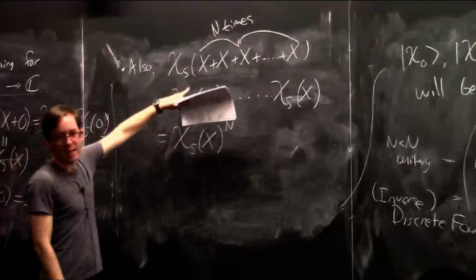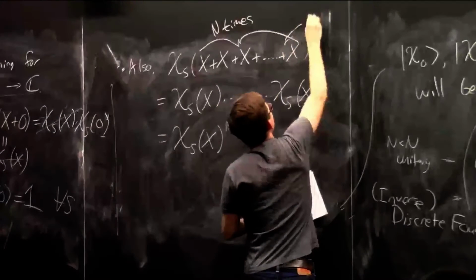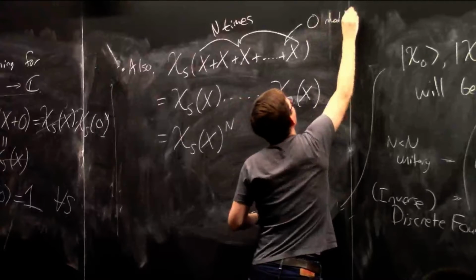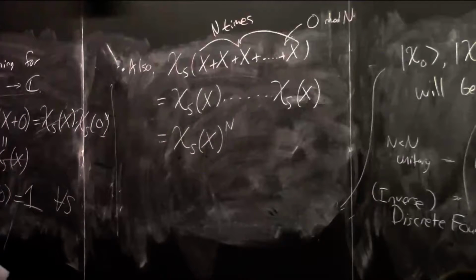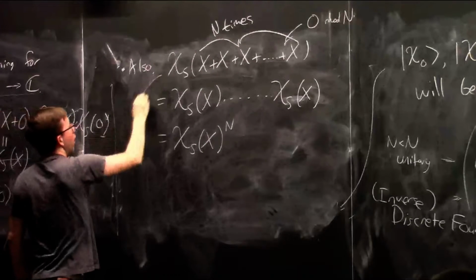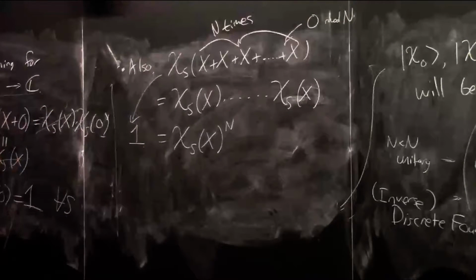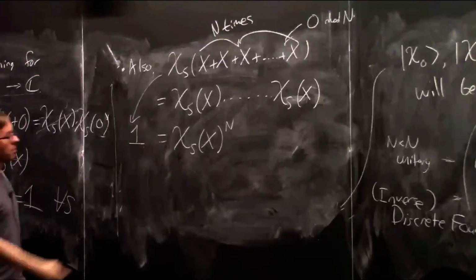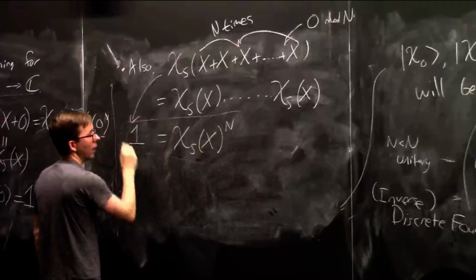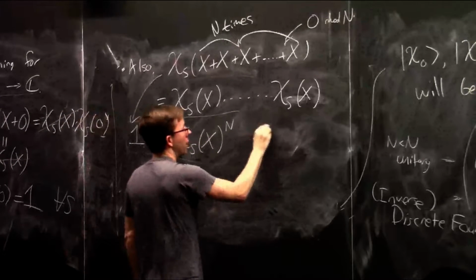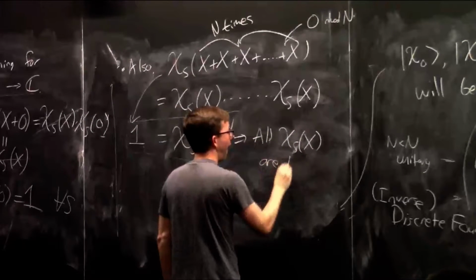And then this is n times x, but this addition is always happening mod n. So this is actually 0 mod n. I mean, if I take capital N times capital X mod n, I get 0. And so this is chi-s of 0, which we know is 1. Okay, so we deduce a new fact. Whatever this number chi-s of x is, it better have the property that its nth power is 1. In other words, all the values chi-s of x have to be nth roots of unity.